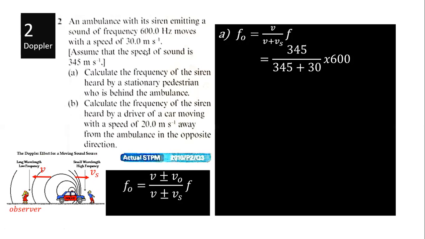Speed of sound, that's your speed of sound. Speed of source, that's your speed of source. And the original frequency, that's original frequency. Calculate out. Calculate the frequency of the siren heard by the driver of a car moving with speed 20 meters per second away from the ambulance in the opposite direction. So what should I do? What formula should I use?